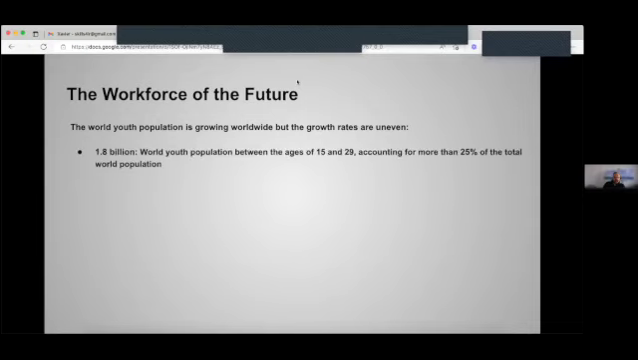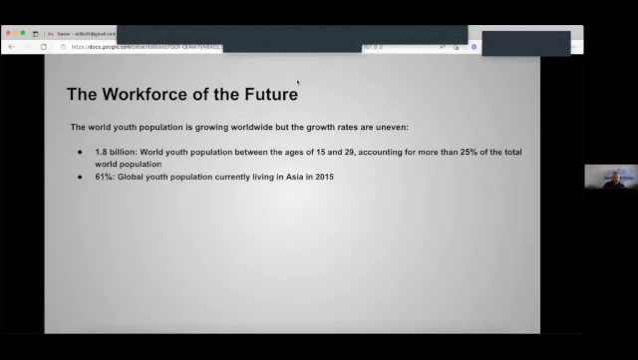Of the 1.8 billion world youth population between the ages of 15 and 29, accounting for more than 25% of the total world population. So a quarter of the total world population are between the ages of 15 and 29. Now, I need to qualify this statement. This research was done in September 2018, which is 4 years ago. So this could be more, I guess. But just keep in mind, these are figures from September 2018. But it's already interesting to see that a quarter or even more, I guess, at this point in time, of the total world population would be youth between the ages of 15 to 29.